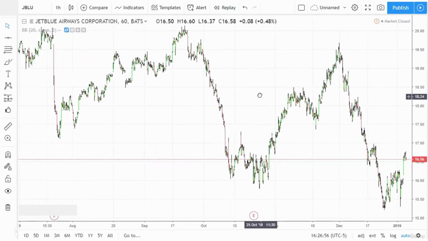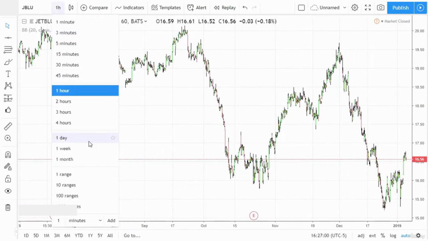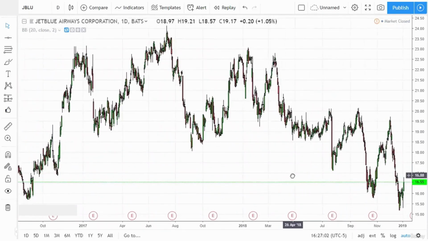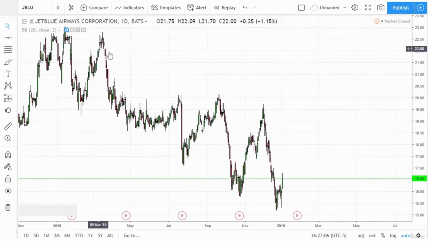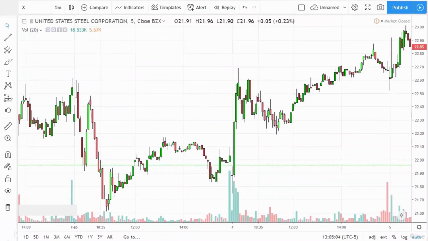I cannot stress enough that you should not be worrying about these pullbacks. If you don't believe me on the daily chart, you can see that during that time frame we had some nice pullbacks, but we're still going lower, and that's all you need to know. You do not go against the market.